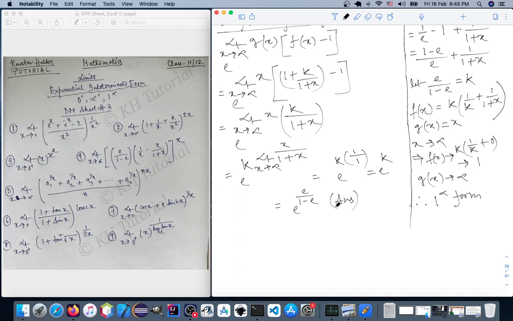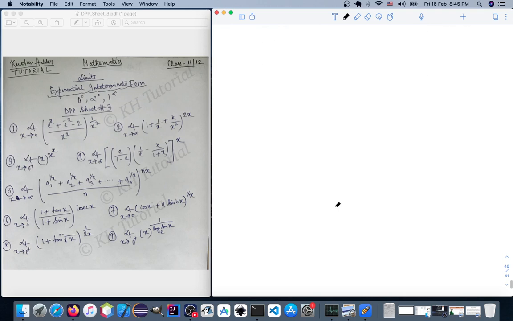Okay, let's see the next problem. The next problem says: limit x tends to infinity, ((a1 to the 1 by x plus a2 to the 1 by x, like this, plus an to the 1 by x) divided by n) whole to the power nx.